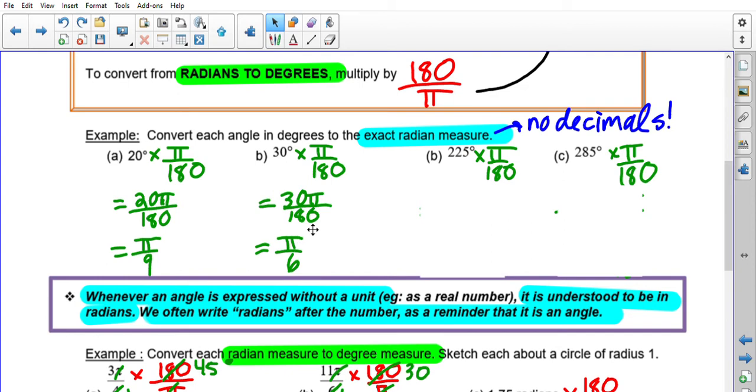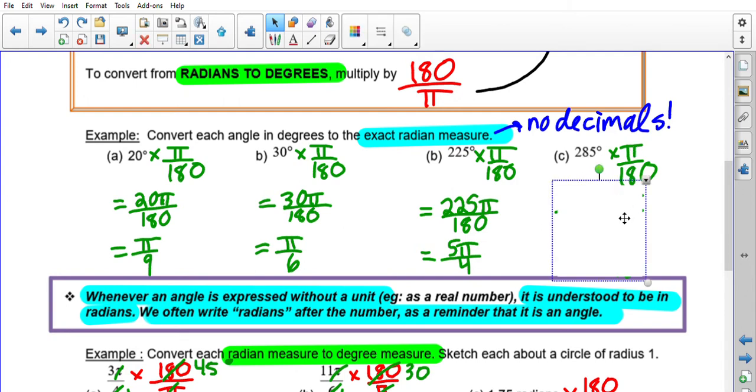And hopefully you're recognizing that from the previous page. 225 times pi over 180, when reduced to lowest terms, is 5 pi over 4. Again, I want you to get used to recognizing this. So 5 pi over 4 is another way of saying 5 sets of pi over 4. And in my head, I'm remembering from before, that means 5 sets of 45 degrees. And that makes sense. 225 is 5 sets of 45.